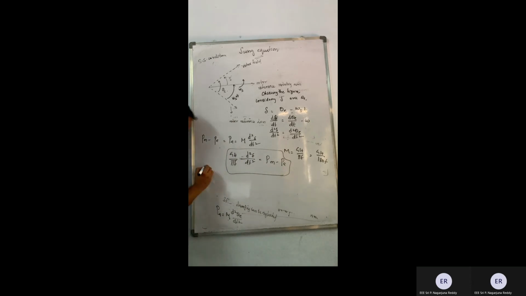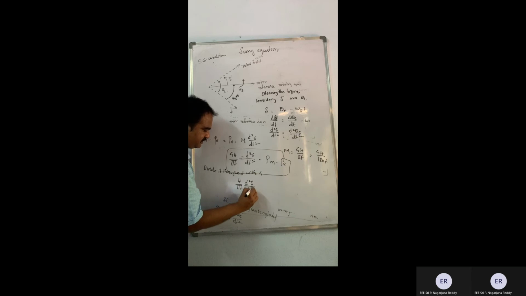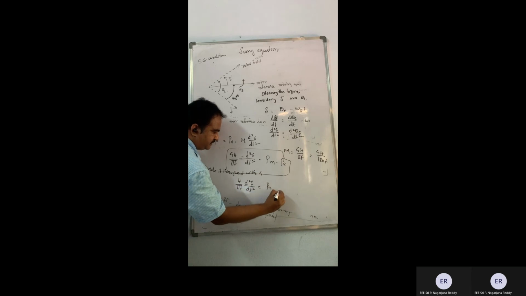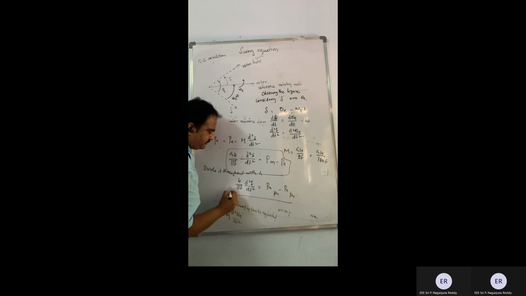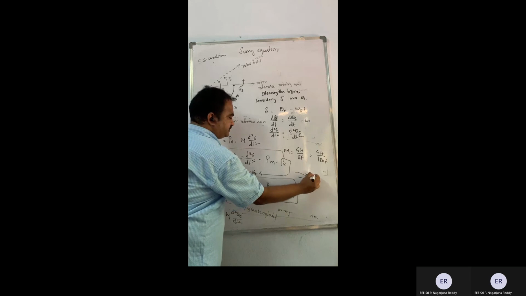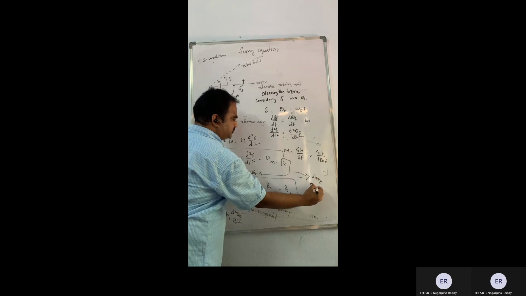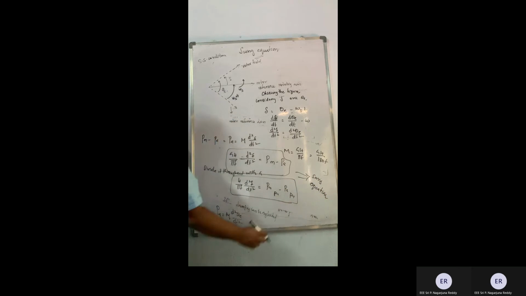Now, if I divide it throughout with G, what is G? Basically, G is nothing but the rating of the machine, right? If I divide it throughout, what will this become? H by pi F d square delta by dt square is equal to Pm per unit minus Pe per unit. This expression and this expression, these are called as swing equations. In terms of per units, this is the normal swing equation.